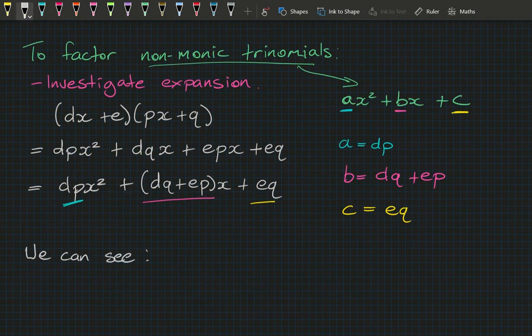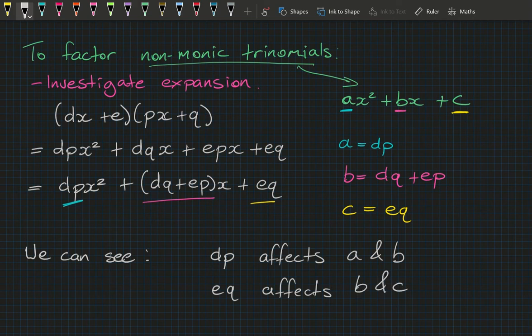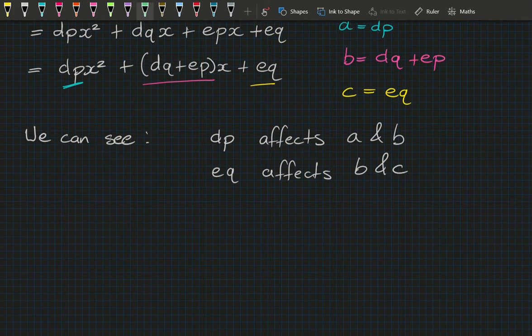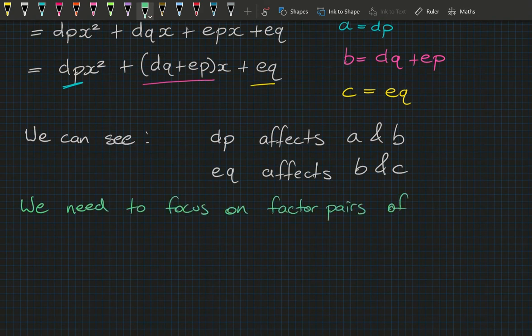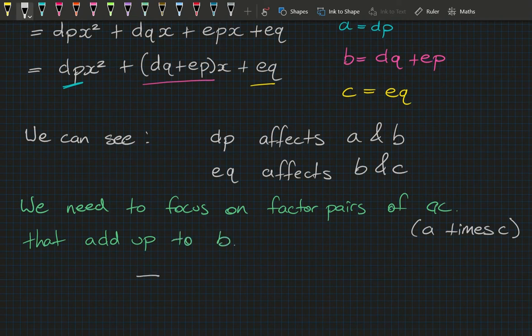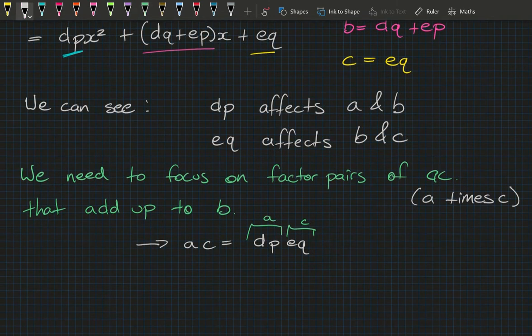So we can see that dp affects a and b, and eq affects b and c. So instead of just focusing on factor pairs of c, we need to focus on factor pairs of ac, i.e. a times c, that add up to b. And this is because ac equals dp times eq, because dp is a and eq is c. And by rearranging those factors, we could just make that dq times ep. And we know that dq plus ep is equal to b. Okay, I know this might be meaningless algebra to some of you, but please come back and read this after you master your examples if you want to have complete understanding.